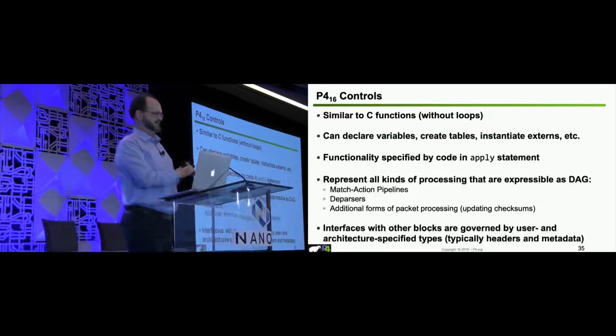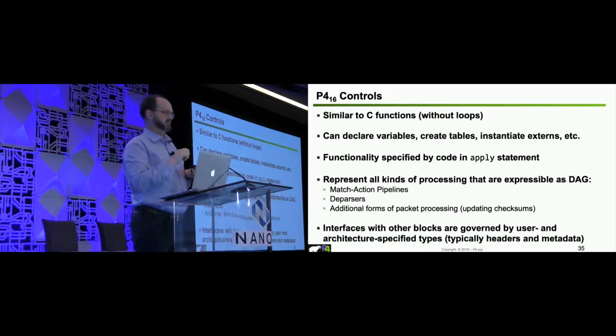All right, so that's the parsers. Let's get to the controls. They look a lot like, and they work a lot like, C functions. No loops, again. Inside of each one, you can declare local variables. Any tables you want to create need to be inside of one of these controls. So every table is either for ingress or for egress, or it's local to some other control.